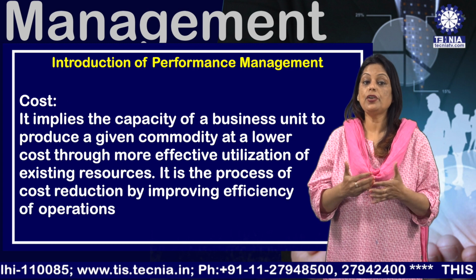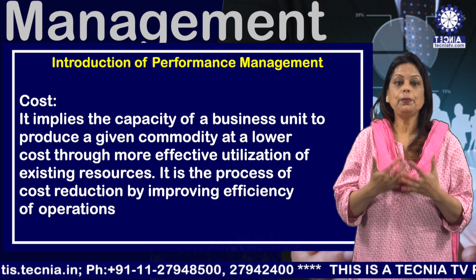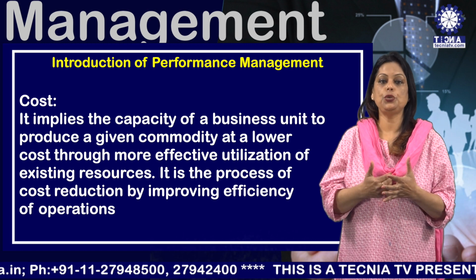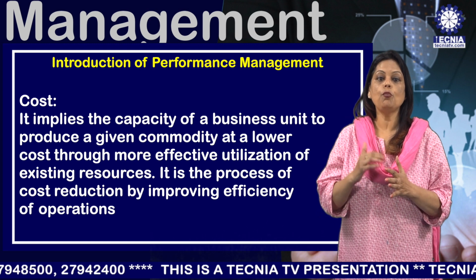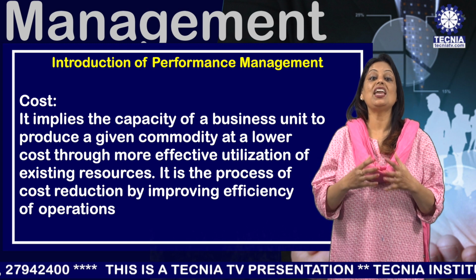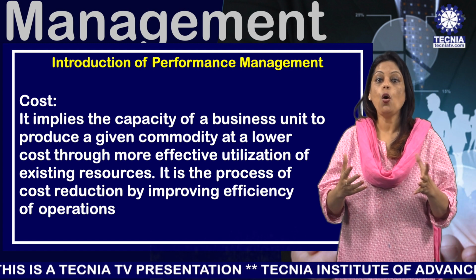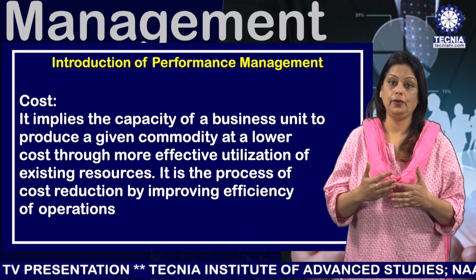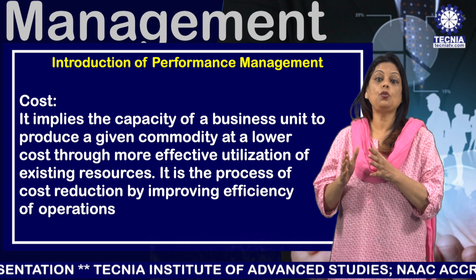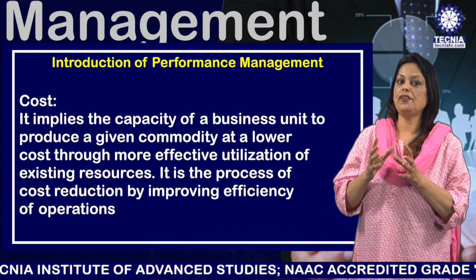And the last, which is very important, is the cost factor. What do you mean by the cost? It implies the capacity of a business unit to produce a given commodity at a lower cost through more effective utilization of the existing resources. See, how can you lower the cost? When you know how to utilize the resources in the most optimum manner. So we define cost as a process of cost reduction by improving the efficiency of the operations.